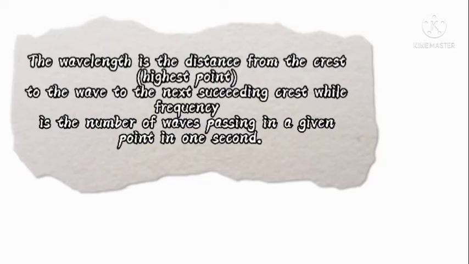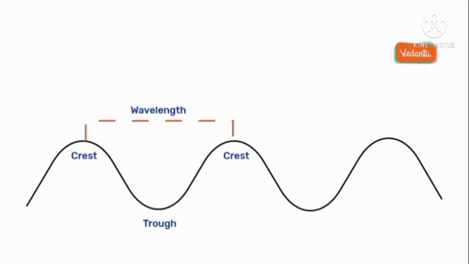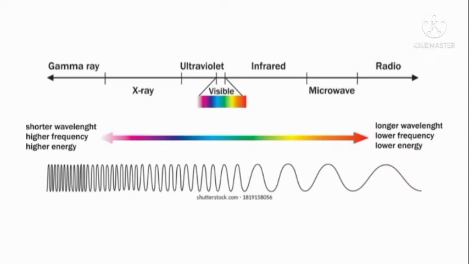Wavelength. The wavelength is the distance from the crest, the highest point of the wave, to the next succeeding crest, while frequency is the number of waves passing a given point in 1 second. What you have seen is the crest of the waves. The crest of the wave is the point on the medium that exhibits the maximum amount of positive or upward displacement from the rest position. And this is the frequency of the waves.